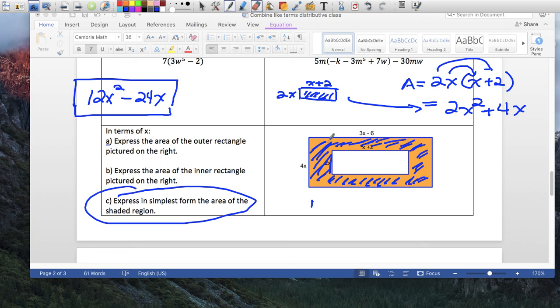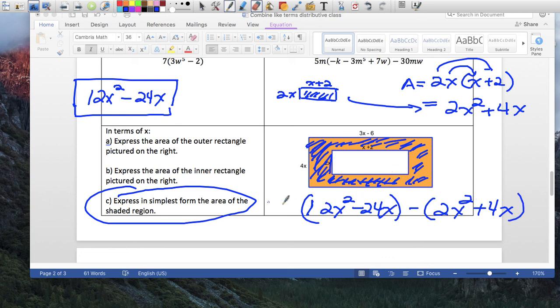So you agree with me that the area that's left over would be the area of the original rectangle, which is this whole thing, and you subtract the part you just cut off. So it would be 12x squared minus 24x. Let's put that in parentheses, and you're going to subtract what? You're going to subtract the area you just cut out, and the area you cut out is represented by 2x squared plus 4x. So that's how you have to write this.